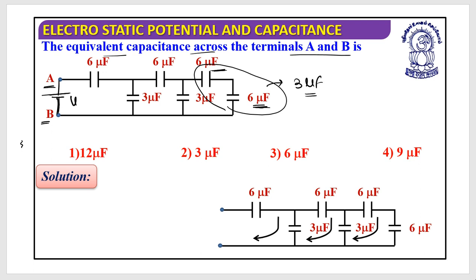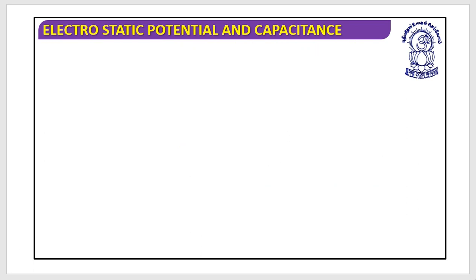So now the network is that this 3 microfarad is in parallel with this 3 microfarad. So it will look like a 6 microfarad. Shall I redraw? Okay, let's have a look.